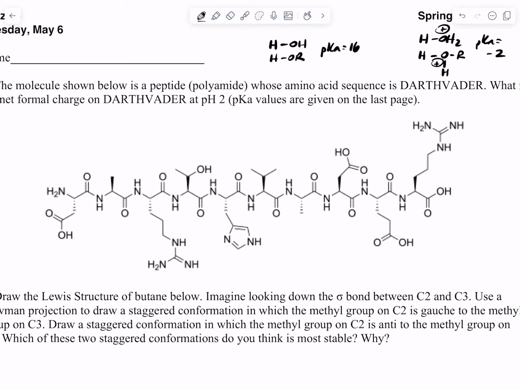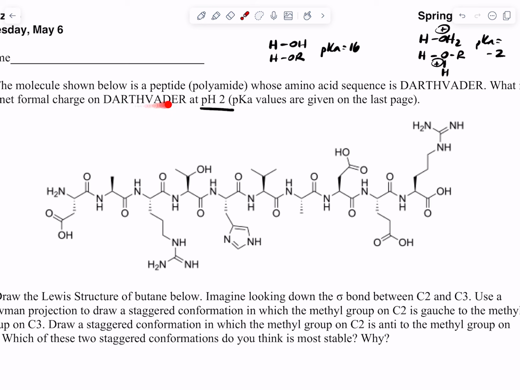Just to remind you of how this problem is set up, I've drawn the molecule in its neutral form. We're going to put it in buffered pH, looks like 2. We're going to eat the Darth Vader peptide, and we're going to put it at pH 2 in our stomach. Your stomach's acidic. Those are the two sort of major environments. Your blood is pH 7.4, pretty neutral. Your stomach is pH 2, pretty acidic.